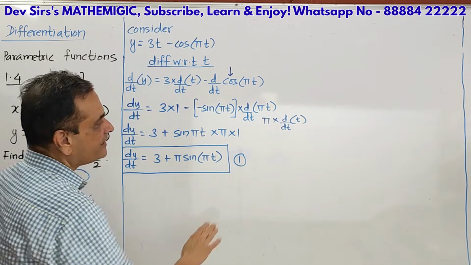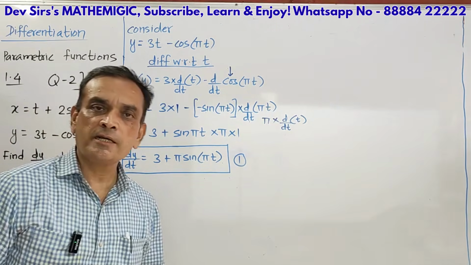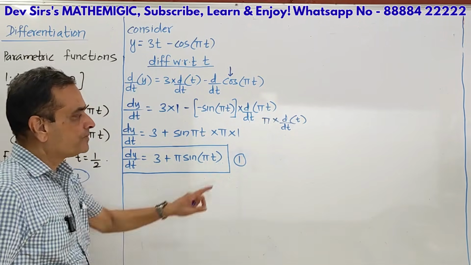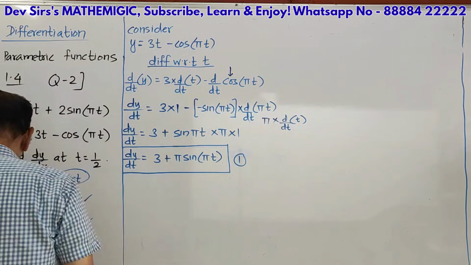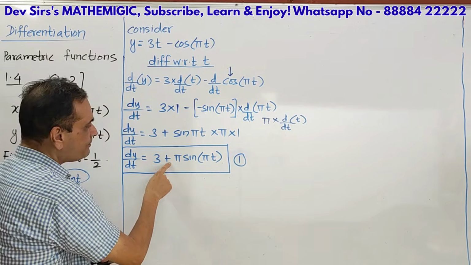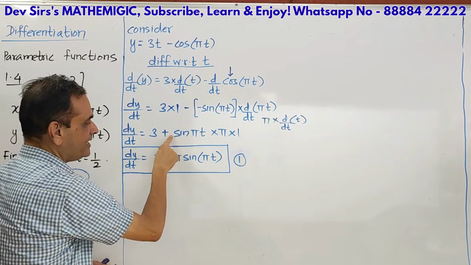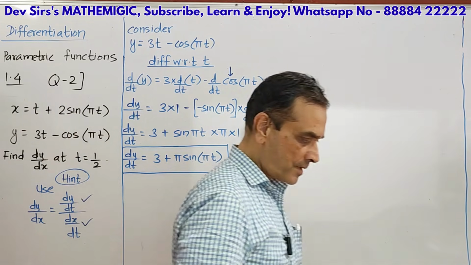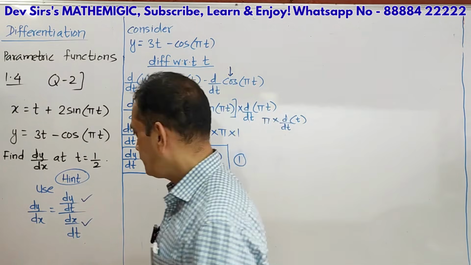Now supposing if this t was not there, then derivative of only pi, only constant, is 0. Okay, but pi is there along with t. That is the reason that I have written all this. So what do I finally get? I get this value of dy by dt: 3 plus pi sin pi t. ओके, ये जो पाई है सामने लिया है. 3 plus pi sin pi t. Okay, that is what we get. We have found out dy by dt now.